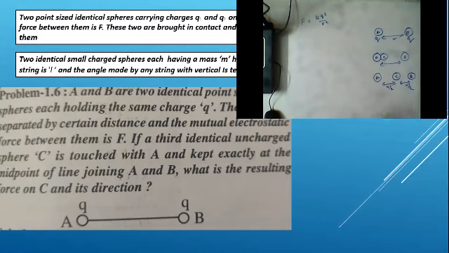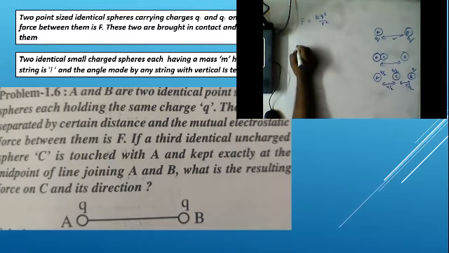Now after touching A and moving it, the charge will become the average. Initially C has no charge, but the charge will become the average, that is Q by 2, Q by 2. And here the charge is the same, capital Q. Now what is the resulting force on C? That is our question. Here the distance is r by 2 on each side, and the charges are Q by 2 and Q.